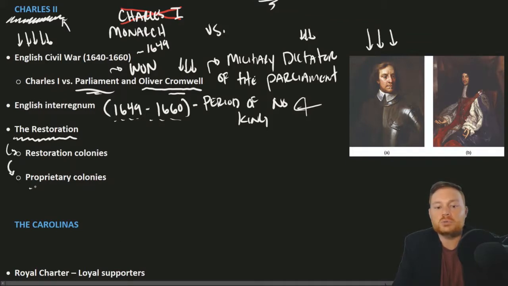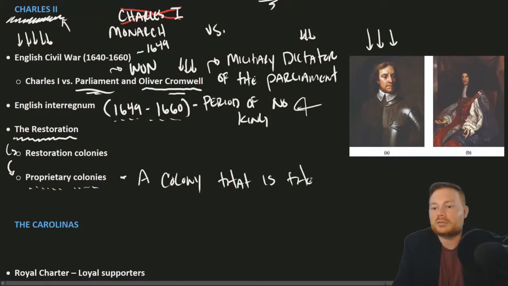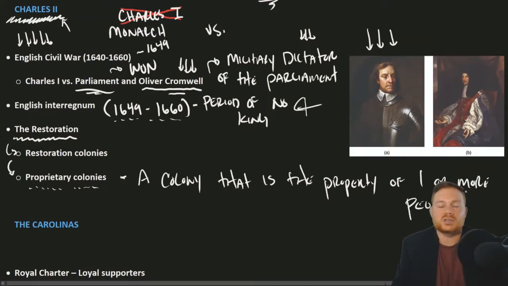Most of these colonies were proprietary colonies, meaning that a proprietary colony is a colony that is the property of one or more people. In other words, these were colonies that essentially whoever was given that proprietary authorization by the king could pretty much run the colony however they wanted to.